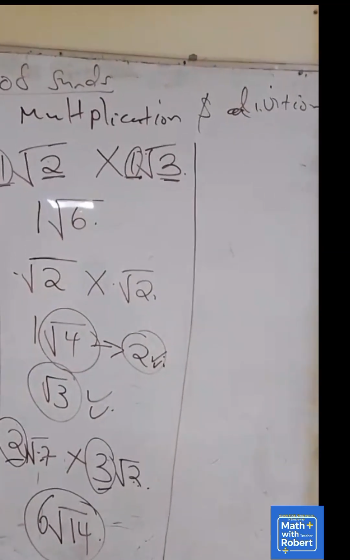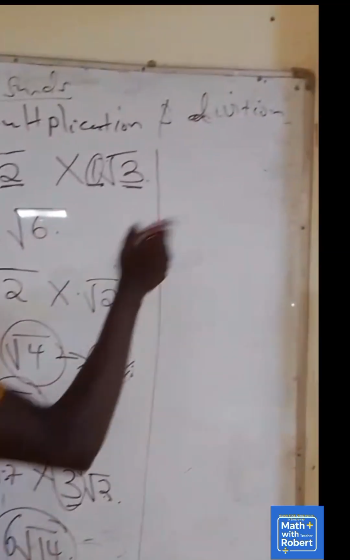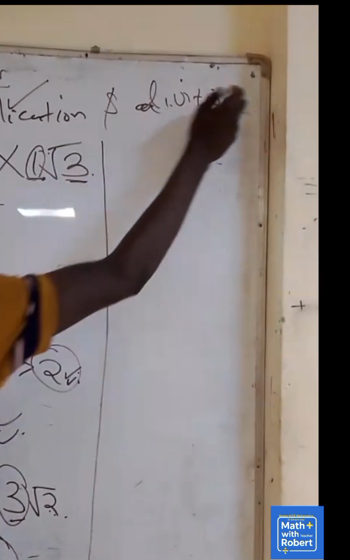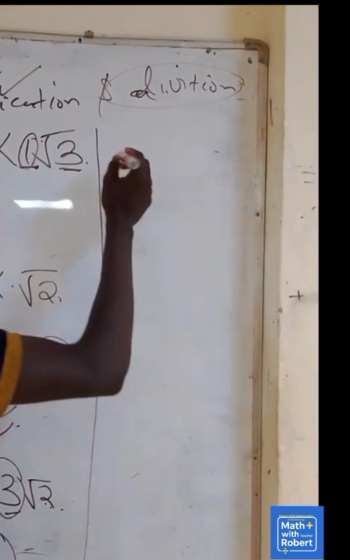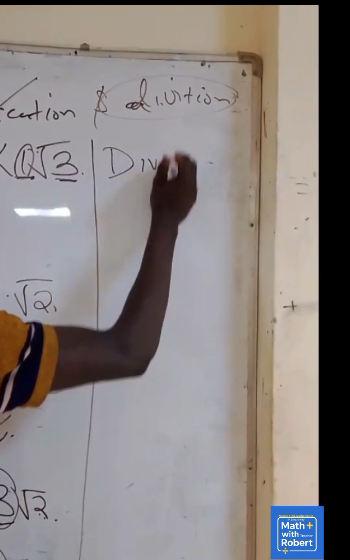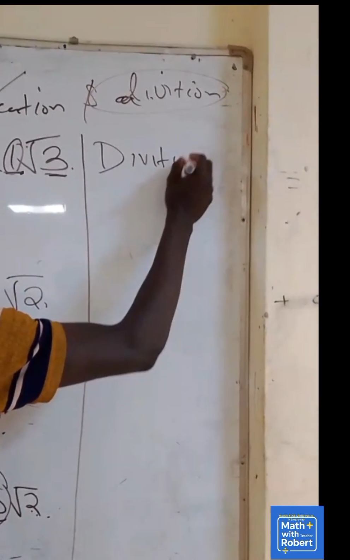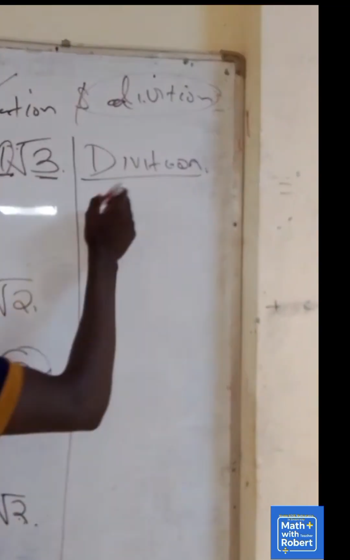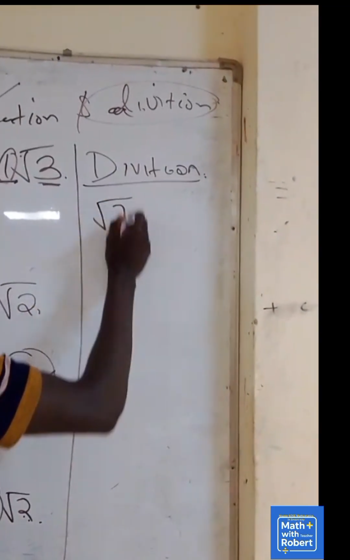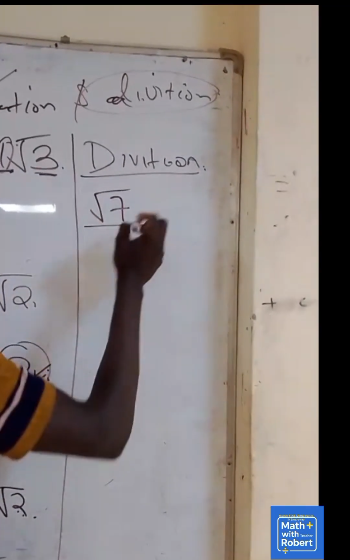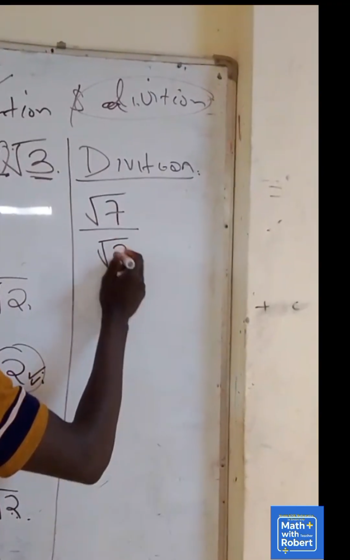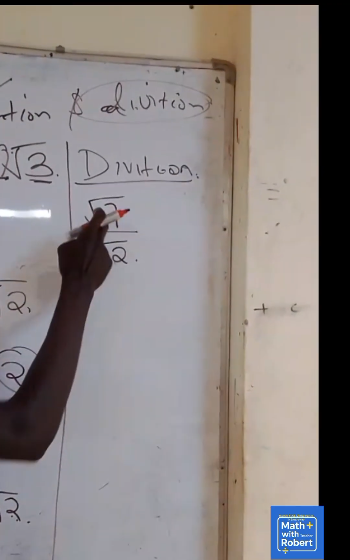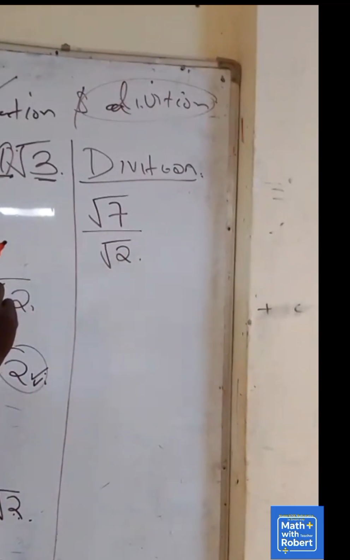Let us work on division. So this one we are done. Let us do this one. So division, we have surd 7 divided by surd 2. So we are having surd 7 divided by surd 2.